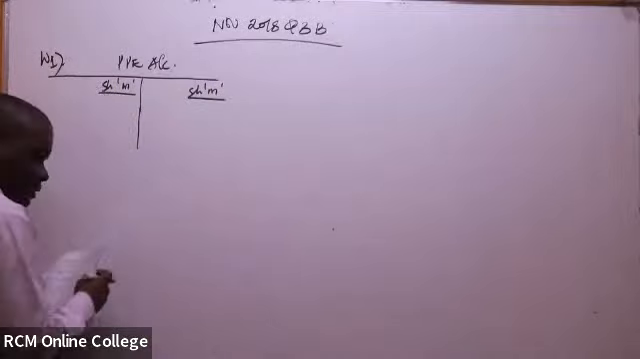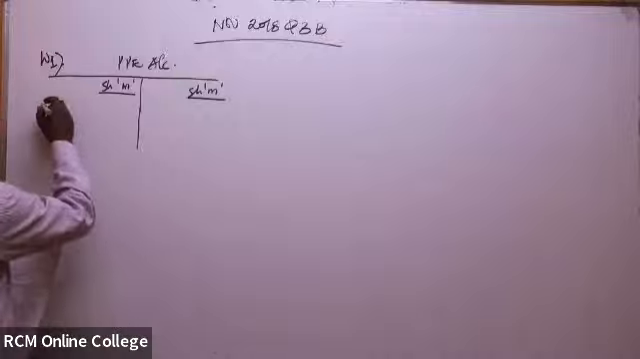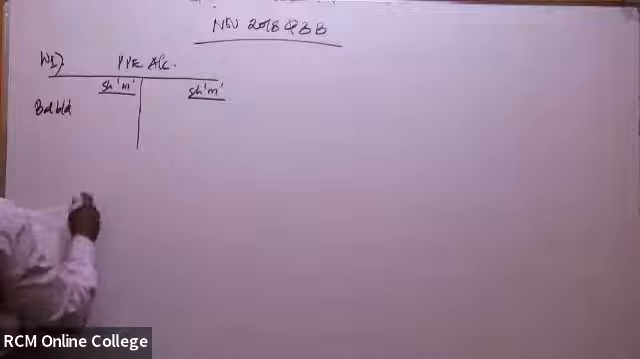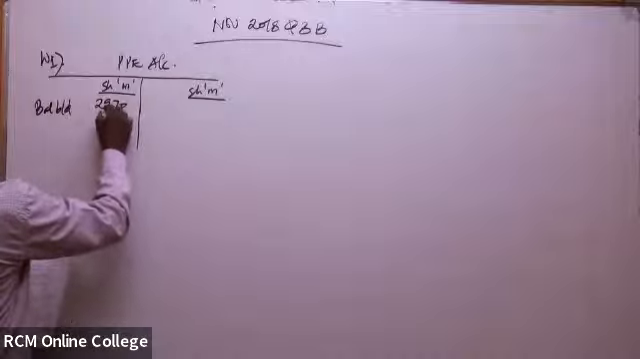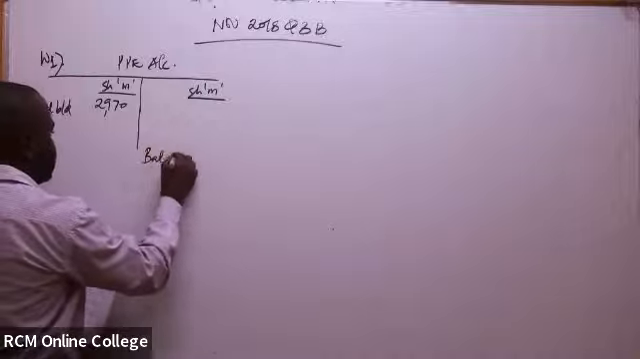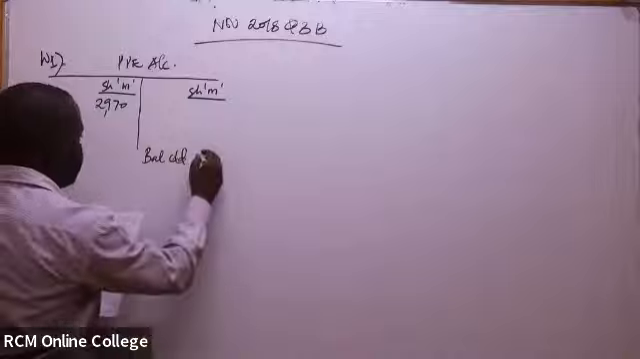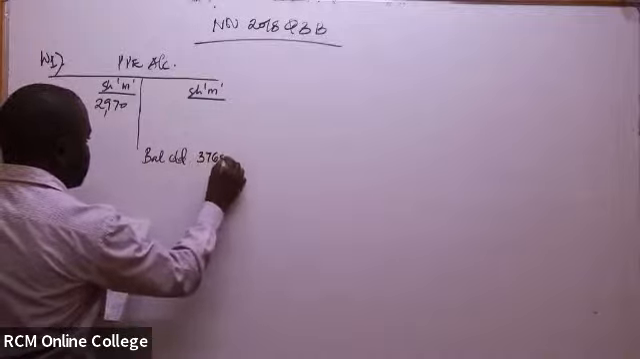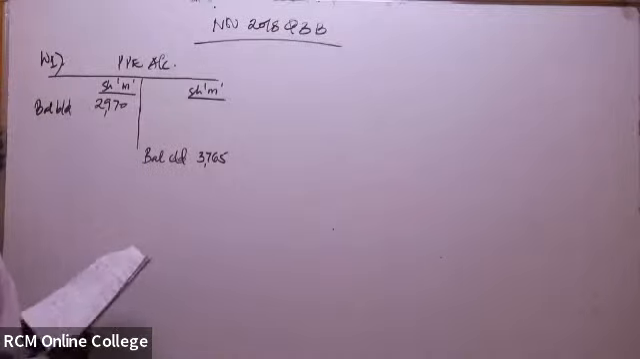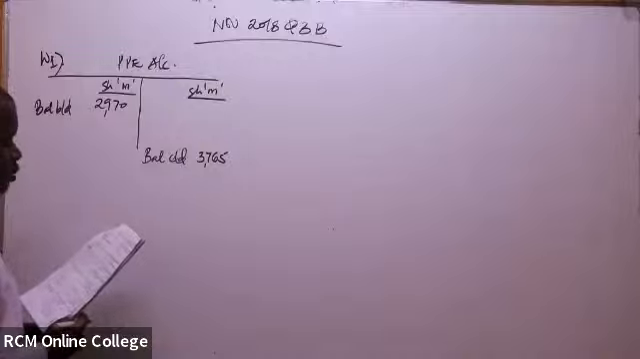we'll have the balance brought down, which in this case is 2970. Then we have the balance carried down at the end of the year, which is 3765. That is as per note number 1. So that's what you can see regarding the cost.